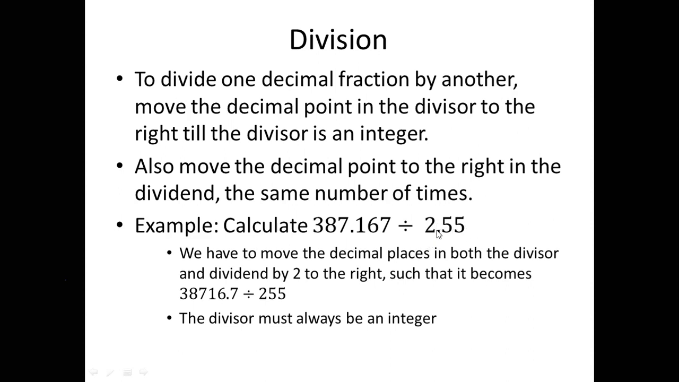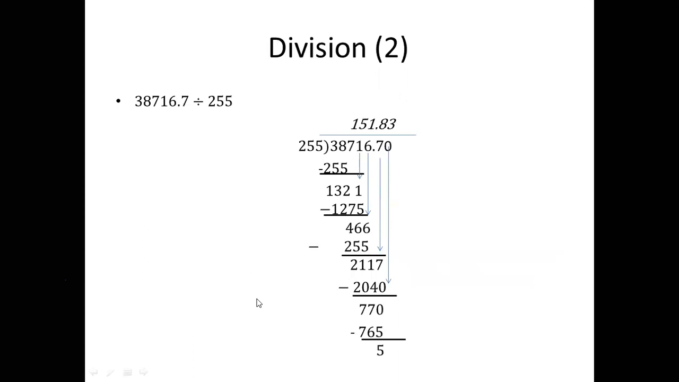And once we move the decimal point 2 places to the right, we have to do the same on our numerator, or on our dividend. So we have to move the decimal point 2 places to the right again so that it becomes 38716.7, like we have here. All right. Then we go on to do the division. That's a long division. We say 255 into 3, it doesn't get in there. 255 into 38 doesn't get in there. 255 into 387, it gets in there one time.